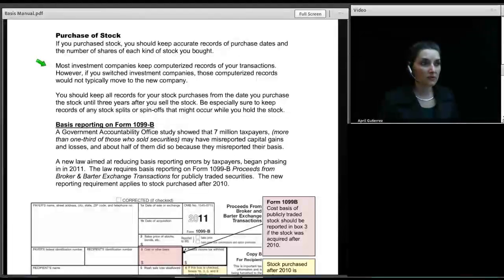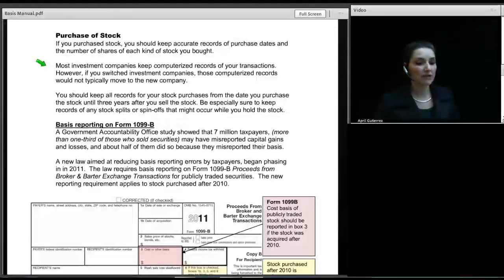Now, a lot of brokerage houses have been tracking basis for years anyway without having a requirement to do so. It's been more of a customer service issue. That's why they've been doing it. But it's come to a point in time where the IRS has essentially said, brokerage houses, you have to track basis. You have to record it, and you have to report it to us each year. Well, the first year that requirement came into play was this year.